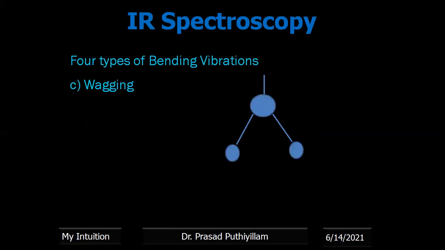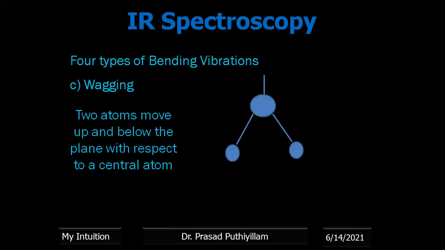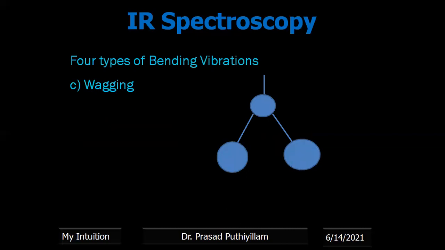Wagging means both atoms move above or below the plane at the same time. Both atoms move up and below the plane with respect to the central atom. Here I represented that both atoms are coming towards us. We call it the wagging type of bending vibration.